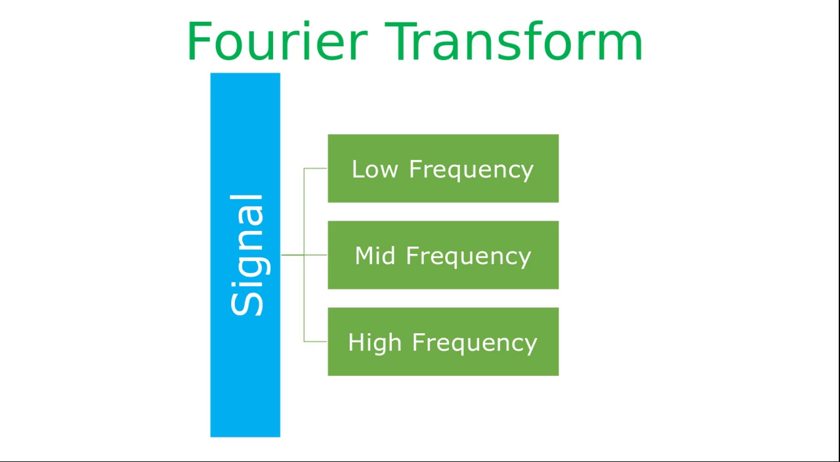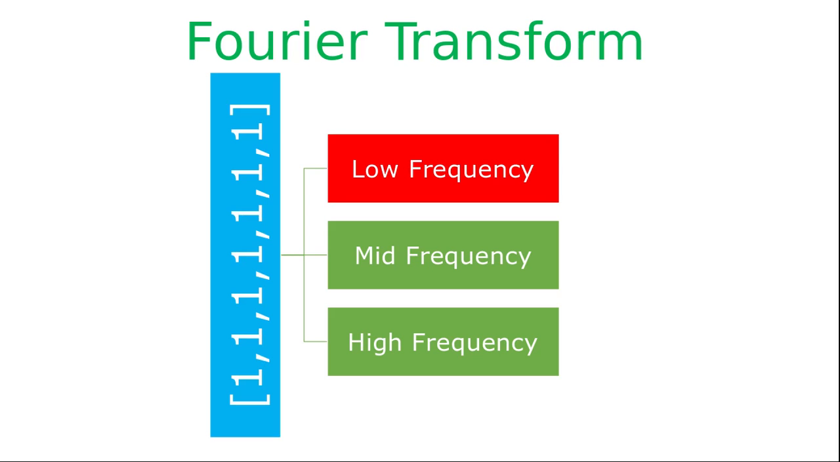So in short, the Fourier transform tells us what frequency components are available inside our input signal. Let's try to see it with an actual example. Let's say we have a very simple digital signal like 1 1 1 1 1. All values are the same, there is no change, so it contains only a low frequency signal. When we apply the Fourier transform on top of it, the low frequency component has a very high value, and the mid frequency and high frequency components have a very low value. Let's try to see with a little change in the input signal.